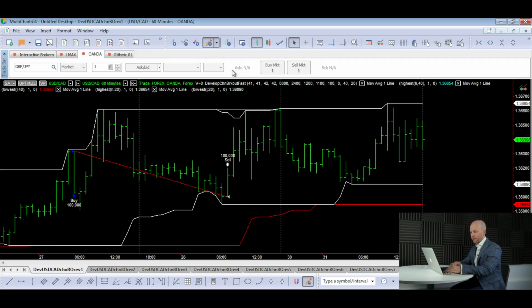So let's go over to the computer and I'll show you these stages of development. This is the first chart we're going to look at. You can see it's US dollar, Canadian dollar, 60-minute chart.